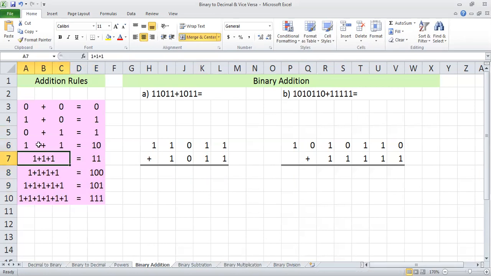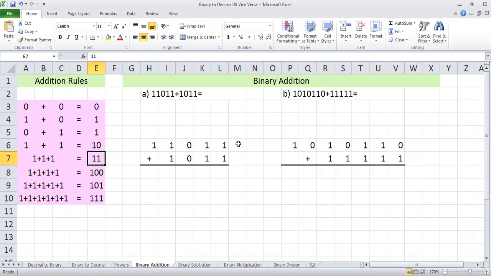1 plus 1, earlier we used to write it as 2 in the decimal number system, but here 1 plus 1 is 10. 1 plus 1 plus 1 is 11. 3 times 1 will be 11. 4 times 1 will be 100. 5 times 1 will be 101. And 6 times 1 will be 111. So you have to remember these rules before doing any calculation.